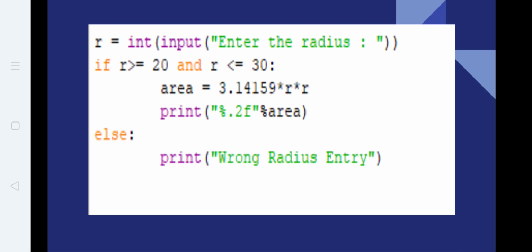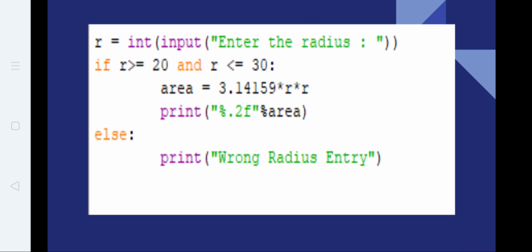Then you are checking the values between 20 to 30 because there is a condition given. So if R greater than or equal to 20 and r less than or equal to 30, that is the range given. If that is the case, we find the value of area as area is equal to 3.14159 into r, which is pi into r, and find out the area.